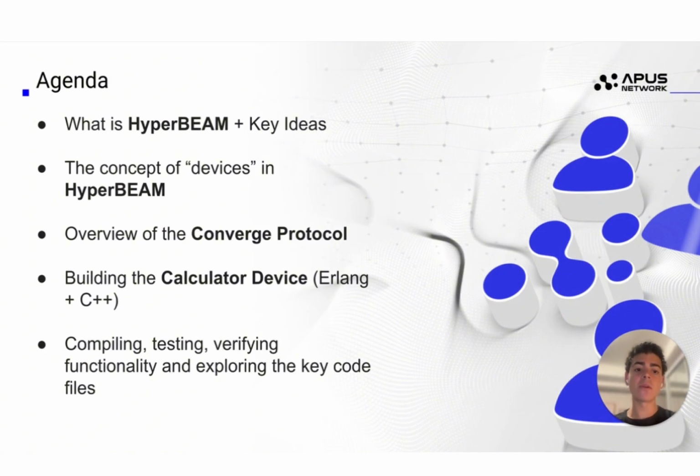We'll start by breaking down what HyperBEAM is and how it works, including the Converge protocol and the concept of virtual devices. Then we'll walk through a hands-on example, building a calculator device that performs basic math operations using a combination of Erlang and native C++ code. Finally, we'll compile the project, run tests, and explore the code that makes it all possible.